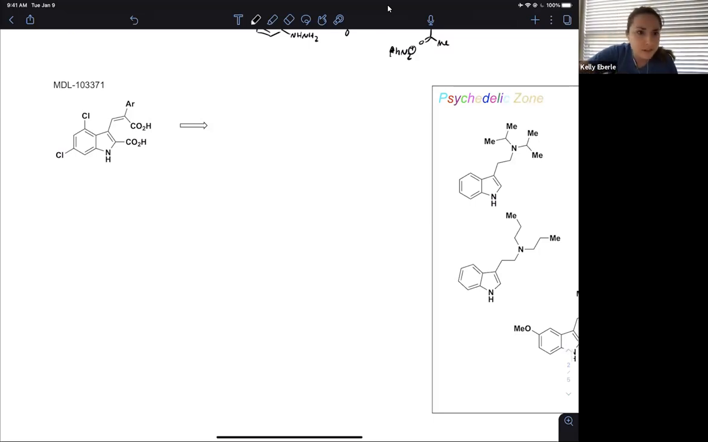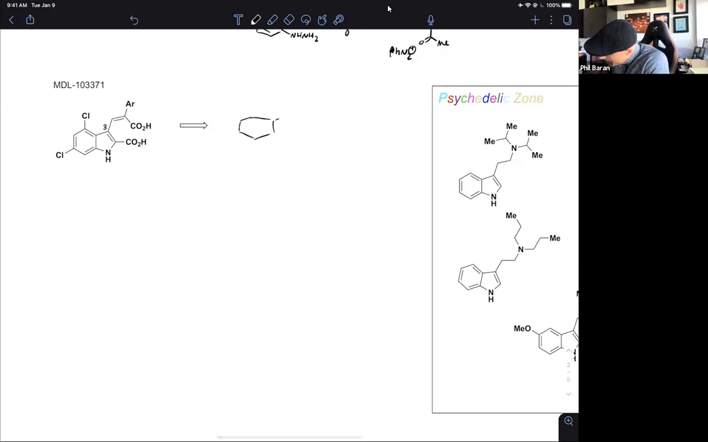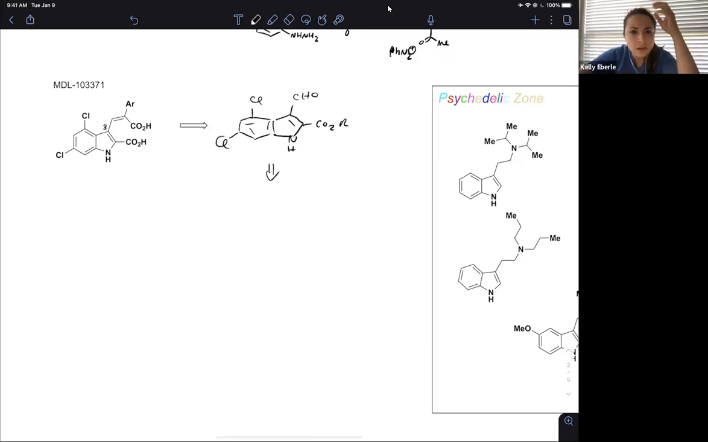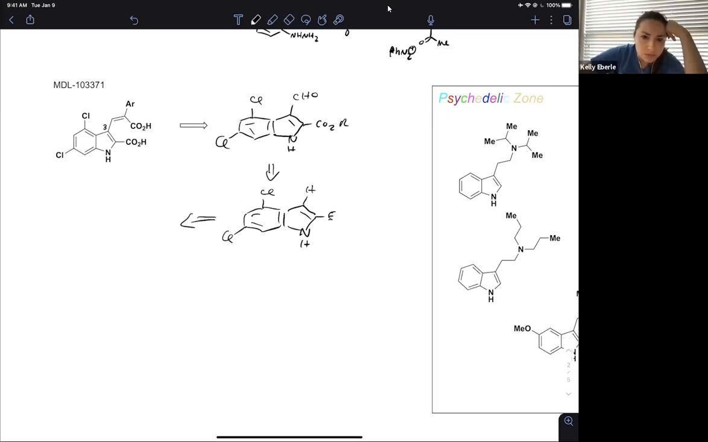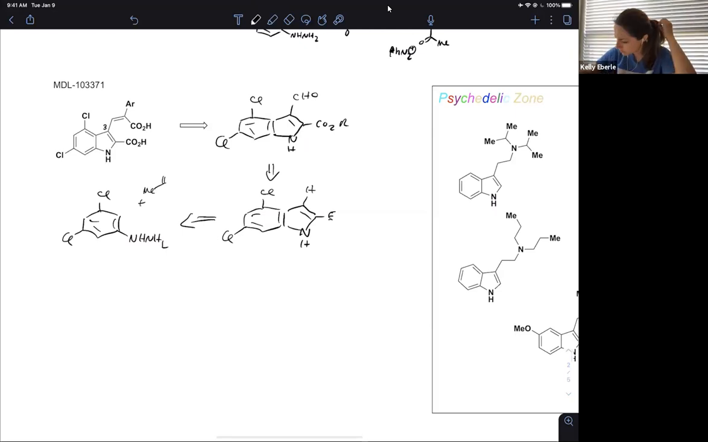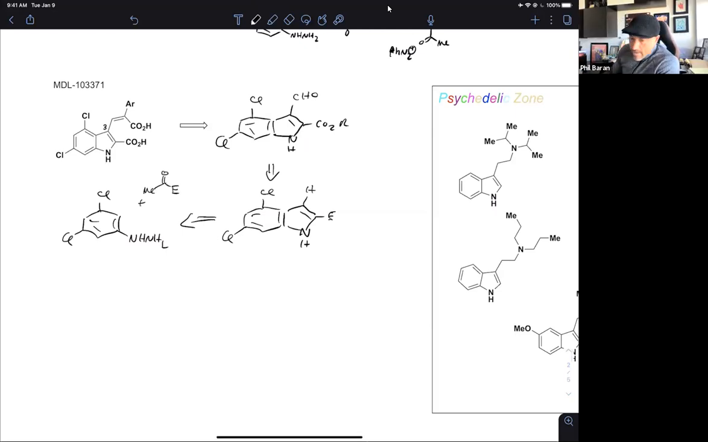Can you append the side chain at C3 with like Knoevenagel chemistry? Awesome. And now? And then you can install that aldehyde with Vilsmeier. Brilliant. And now? And then use Fischer to build your indole. And a simple pyruvate, and you're done.